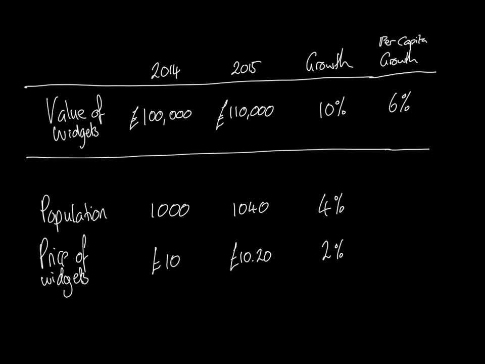price of widgets. Now, because the price of widgets has gone up, it means that in terms of what our 6% income growth will buy, it won't actually buy 6% more widgets, because their price has also risen. So it would have bought 6% more widgets when the price was 10, but now that the price has gone up by 2%, as you can probably see, that is going to reduce what we call real per capita growth. The real per capita growth then drops to about 4%.